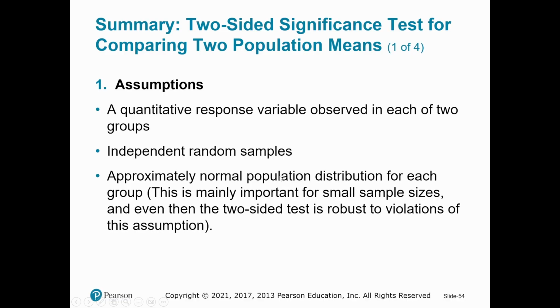Approximately normal population distribution for each group. Yeah. This is mainly important for small sample sizes, and even then, the two-sided test is robust to violations of this assumption. Yeah, I guess that's kind of true. Yeah, but still do the Shapiro-Wilk test.